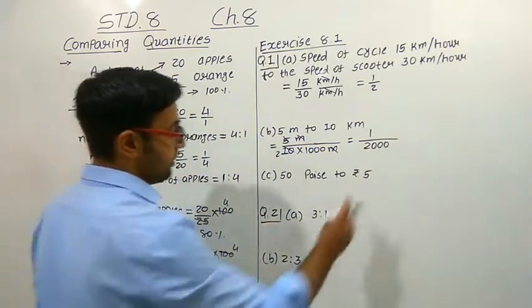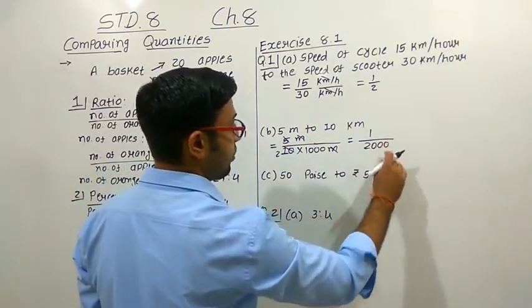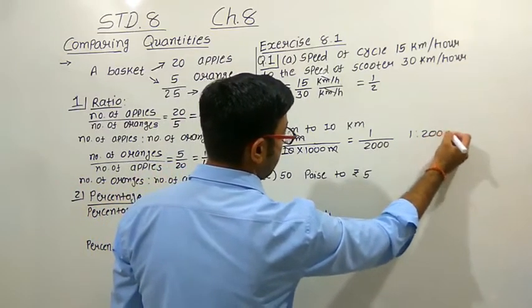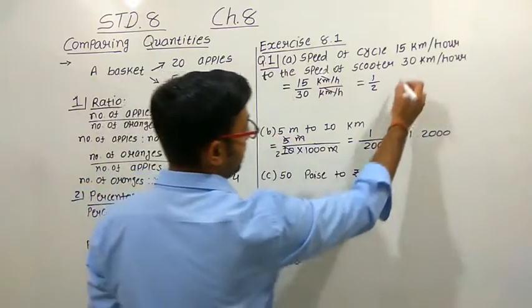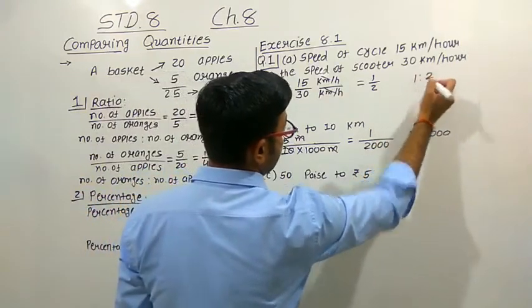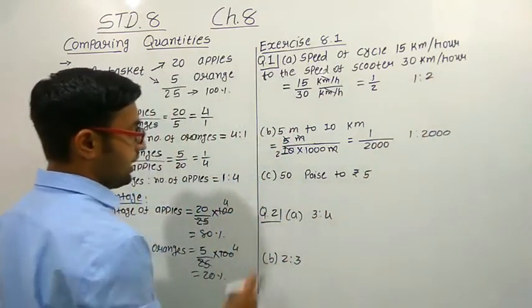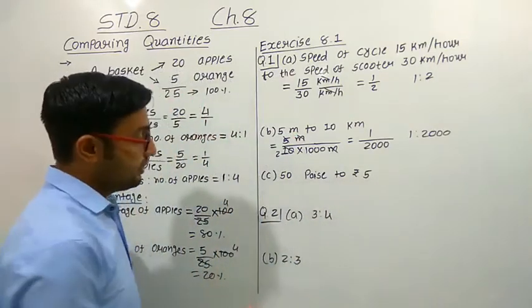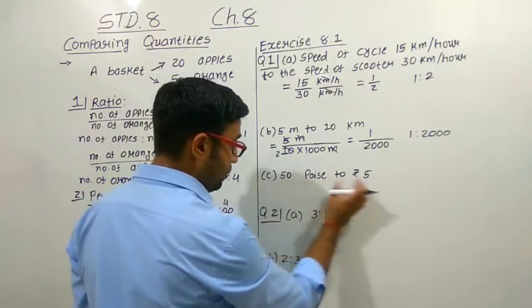Okay, right. We can also write it as 1 upon 2000, or we can write it as 1 is to 2000. Right? Okay. Now the third one is 50 paise to rupees 5. Here also the units are different.